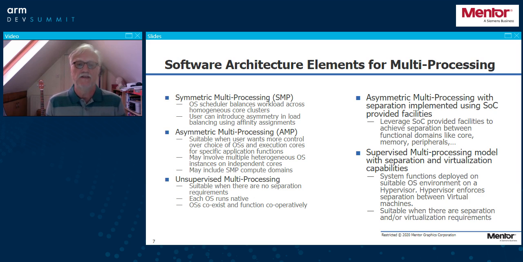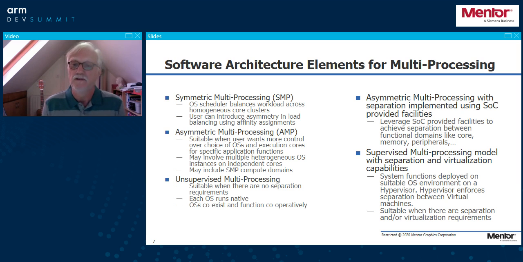We can create systems with unsupervised multiprocessing, where there's no real separation between the cores. Each core, each operating system runs by itself. They coexist and they function in a cooperative fashion. Or we can do asymmetric multiprocessing with separation using facilities on an SoC. The SoC may have capabilities for separating different components within the device.